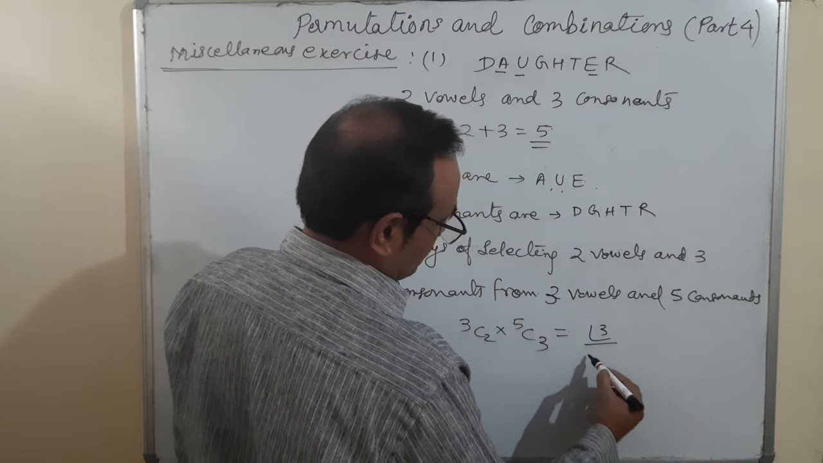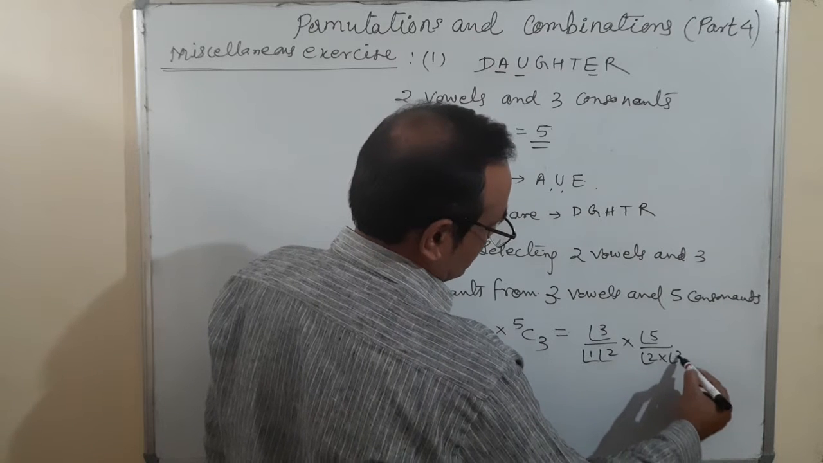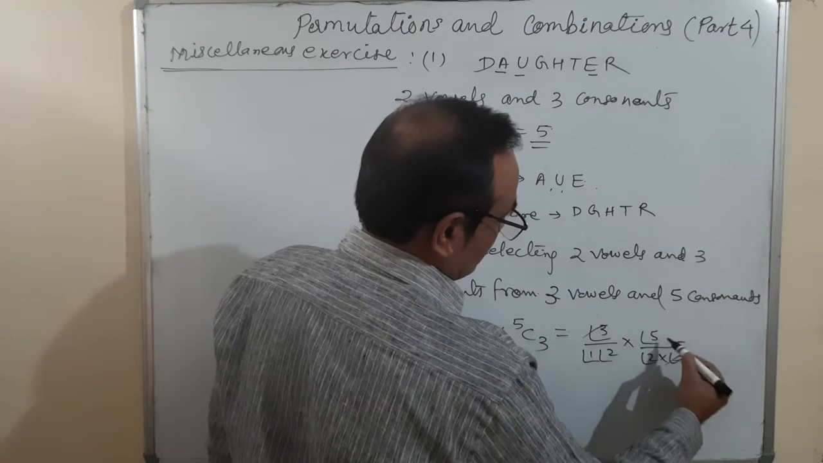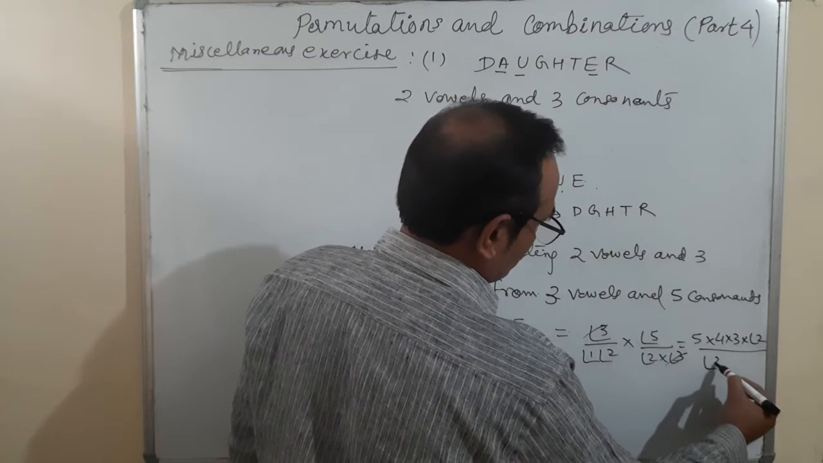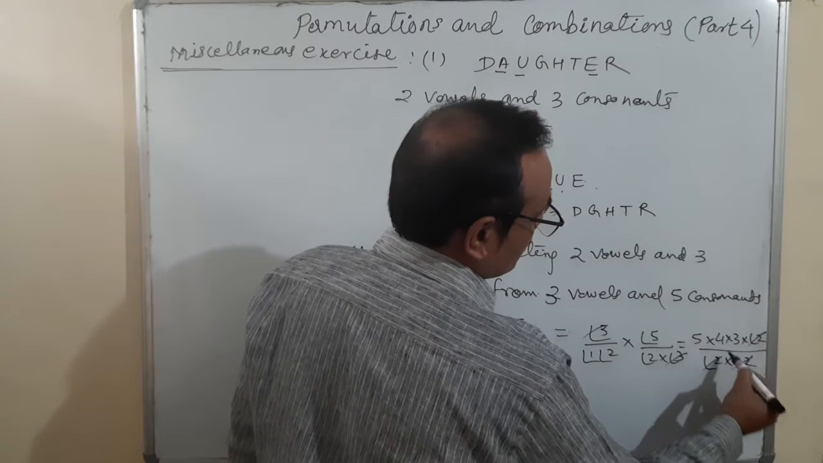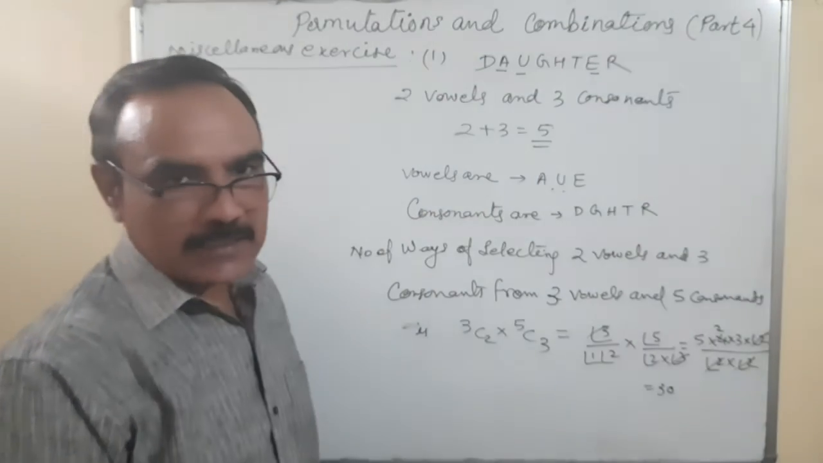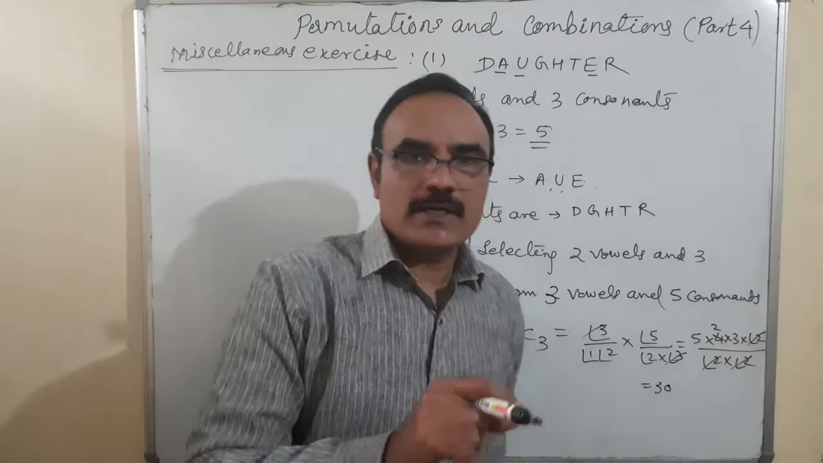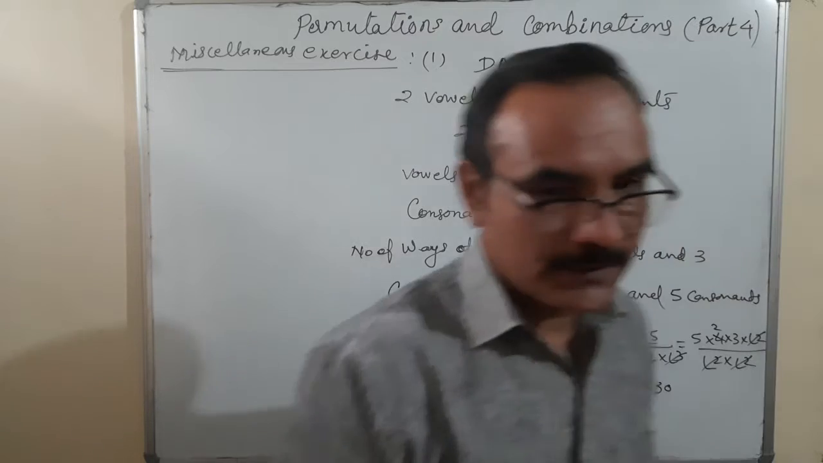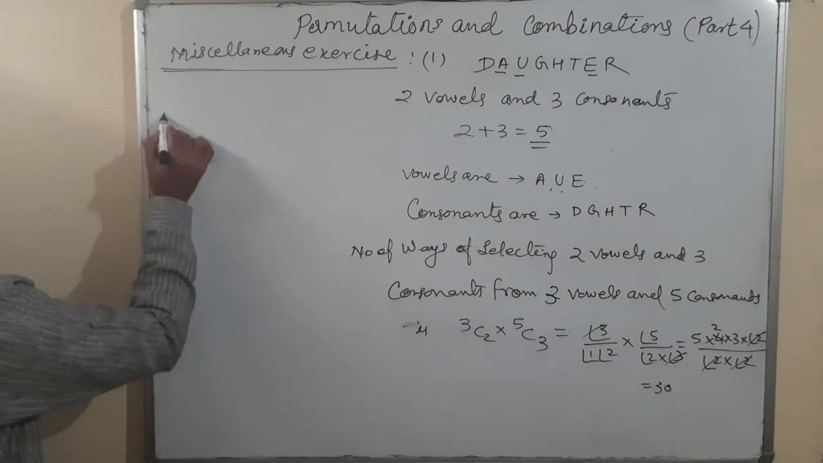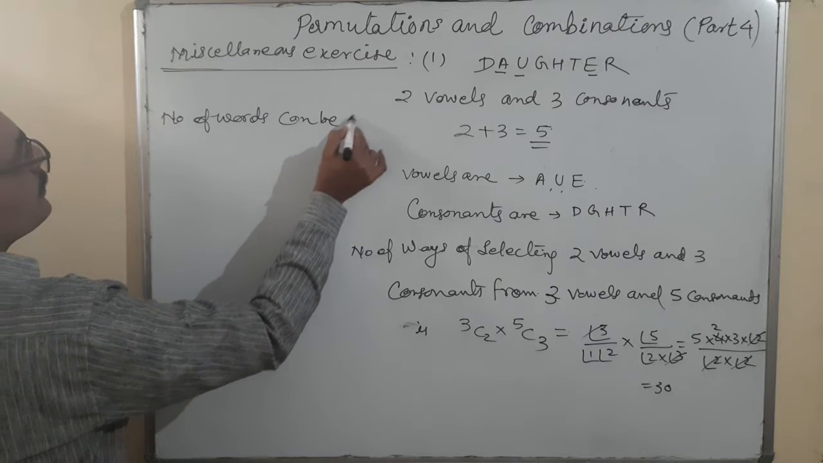So the number of ways of selecting two vowels and three consonants is factorial 3 upon factorial 3 minus 2 factorial 1, factorial 2, times factorial 5 upon factorial 5 minus 3 factorial 2, and factorial 3. The 3 cancels. 5 into 4 into 3 into factorial 2 upon factorial 2 into factorial 2. The 2s cancel. 5 times 2 is 10, so it is 30. This is the selection only. But we have to arrange the words, with or without meaning. So the total number of words that can be formed.